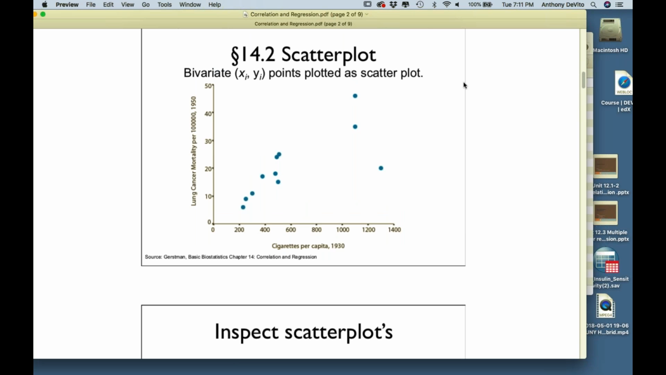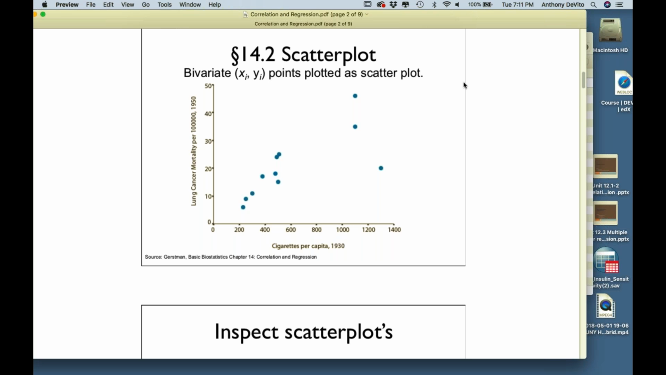Anytime we start off with this stuff, we're always starting with a null hypothesis. There's no association between cigarette smoking rates and lung cancer rates in different countries. That's our null hypothesis. Our alternative hypothesis is that there is an association, just like we would for anything else. Okay, so one of the first ways we're going to look at this is we're going to create a scatter plot.